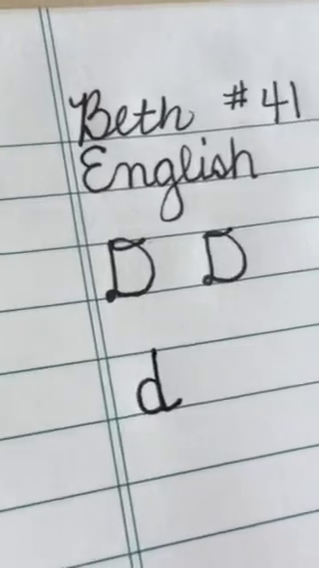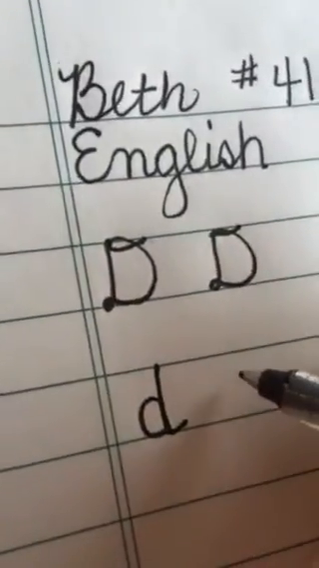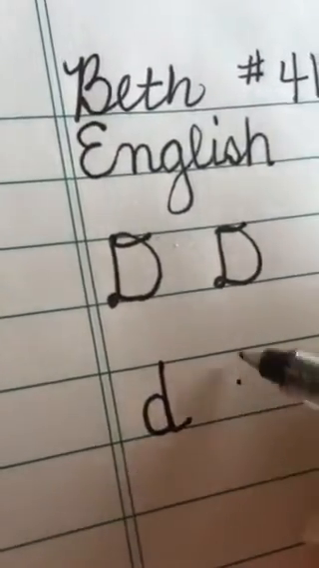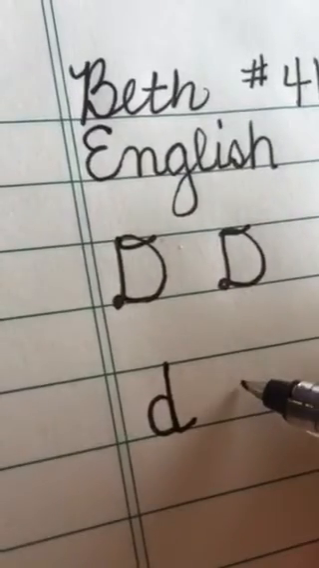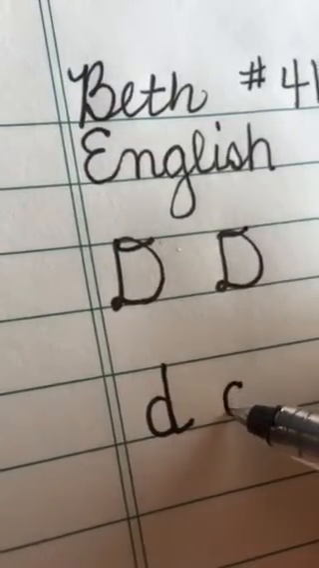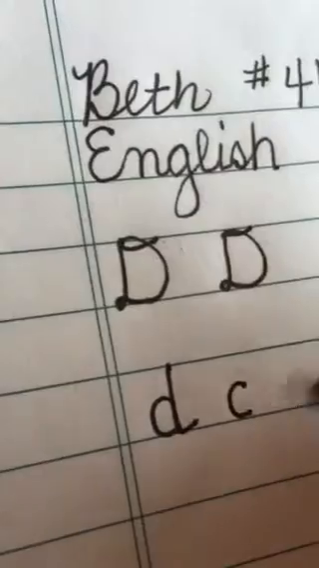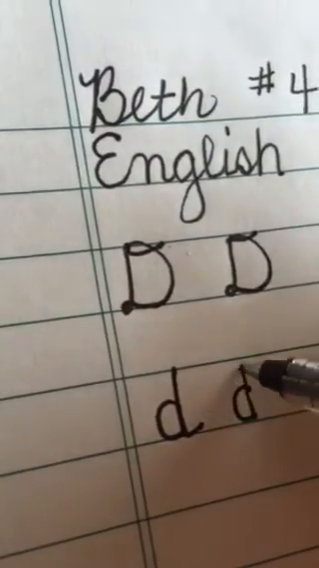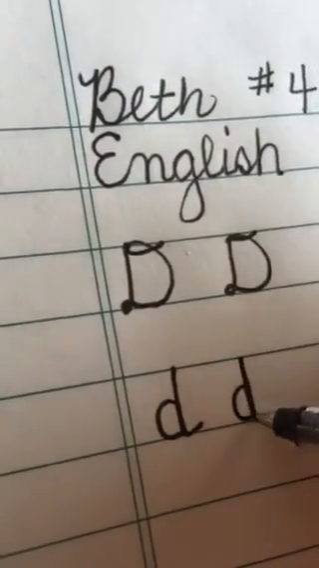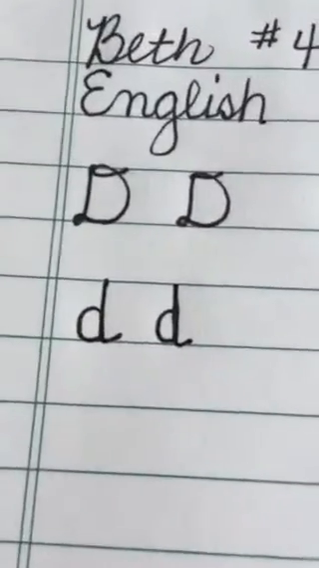Pretty easy. So let's make another one. So we're going to start at the middle, right halfway between the lines. We're going to make our C. There's our C, but we're going to go up again, make these lines touch, come back down. So there's our lowercase d.